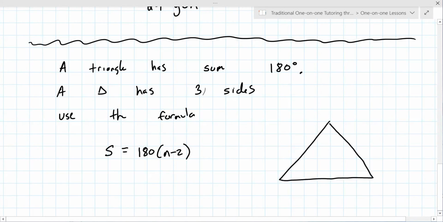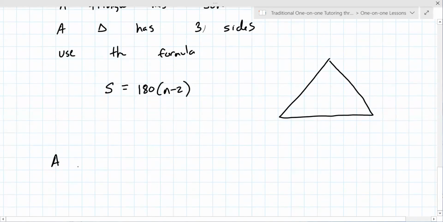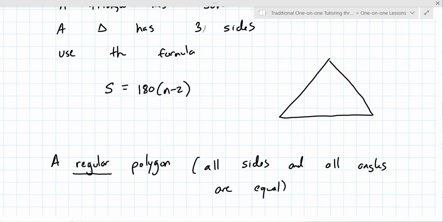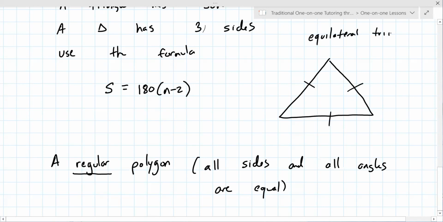Now, for what is called a regular polygon, we're going to start talking about those. The word regular means that all sides and all angles are equal. So that one word means that all sides and all angles are equal. If all the sides are equal, we call this an equilateral triangle. But there are no special names when you go beyond a certain number of sides.